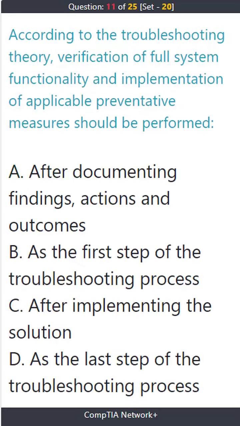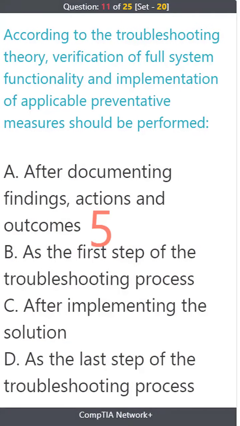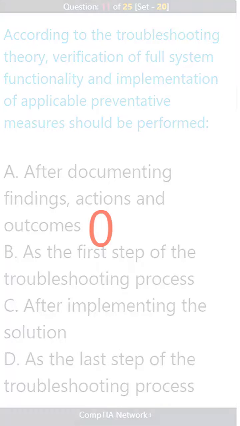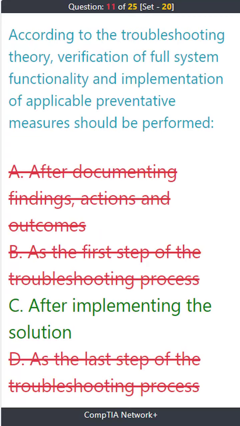Question 11. According to the troubleshooting theory, verification of full system functionality and implementation of applicable preventative measures should be performed A. After documenting findings, actions, and outcomes. B. As the first step of the troubleshooting process. C. After implementing the solution. D. As the last step of the troubleshooting process. The correct answer is C. After implementing the solution.